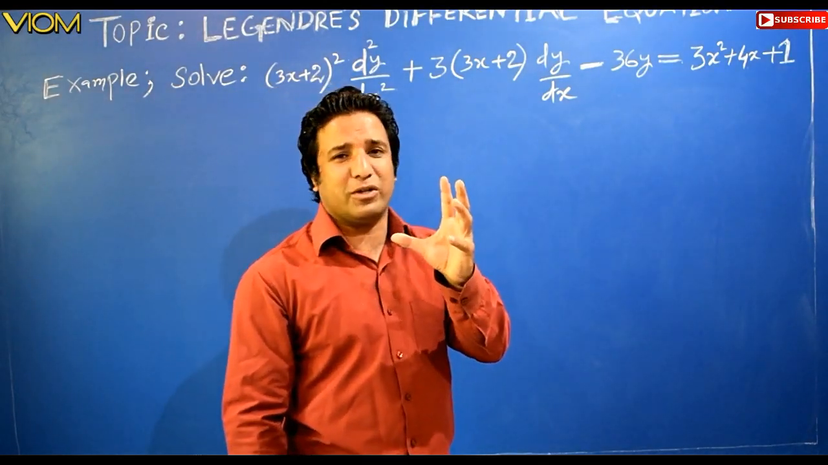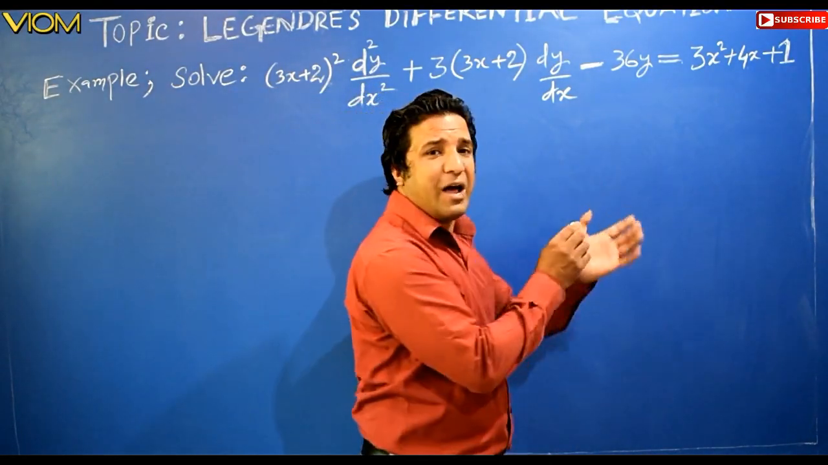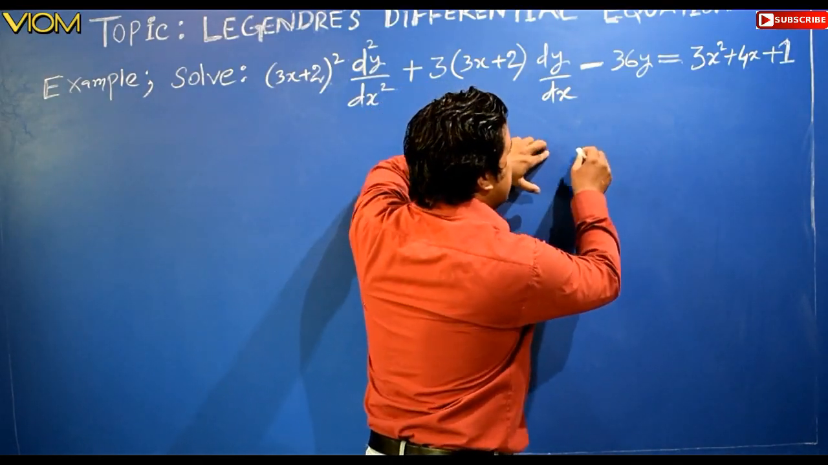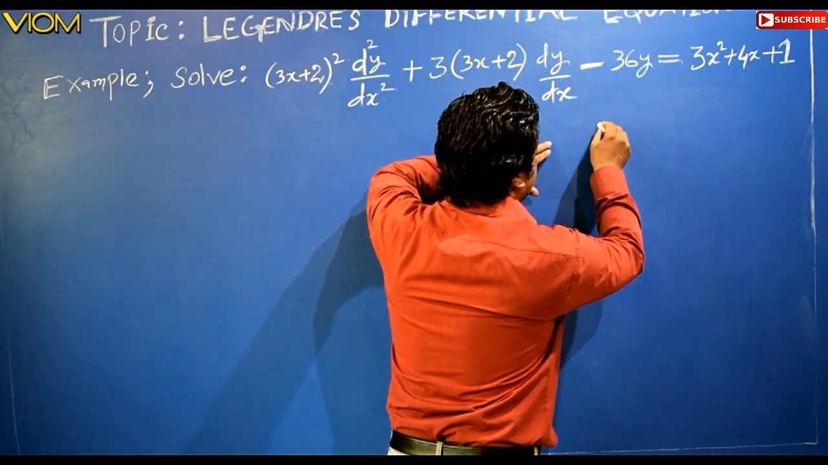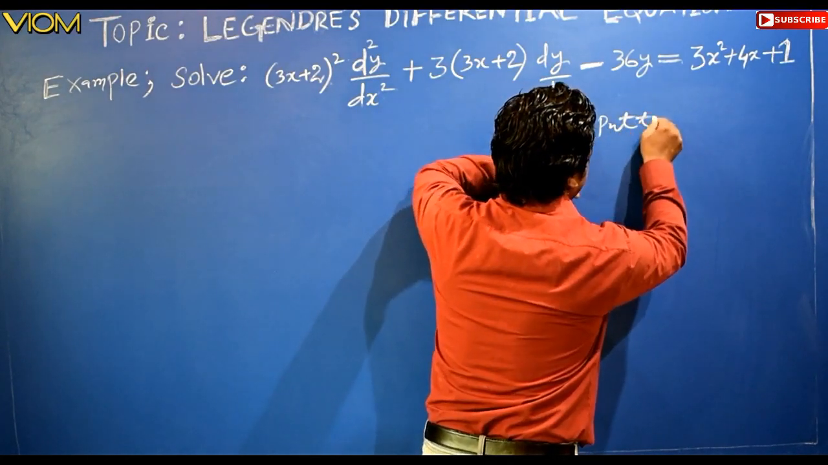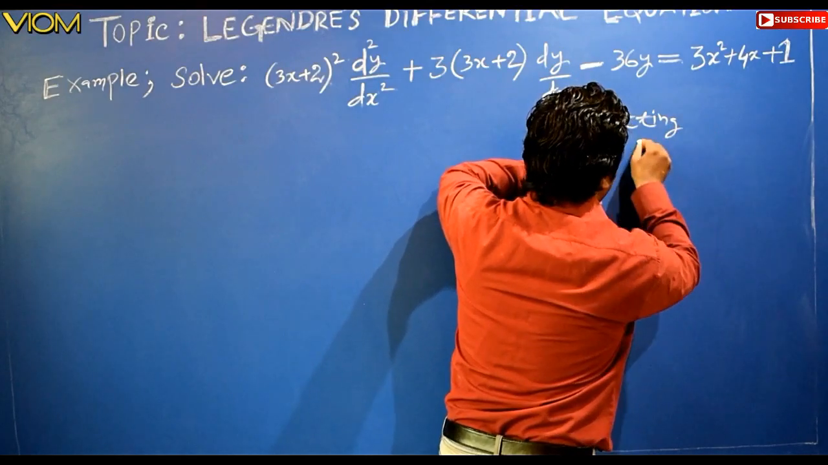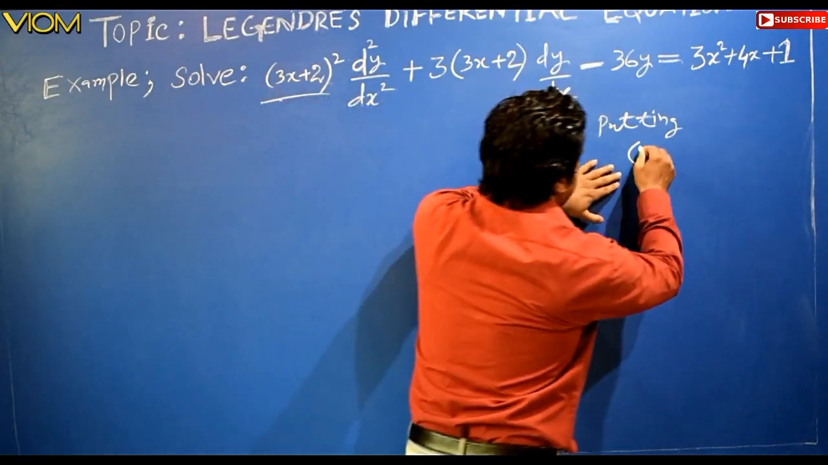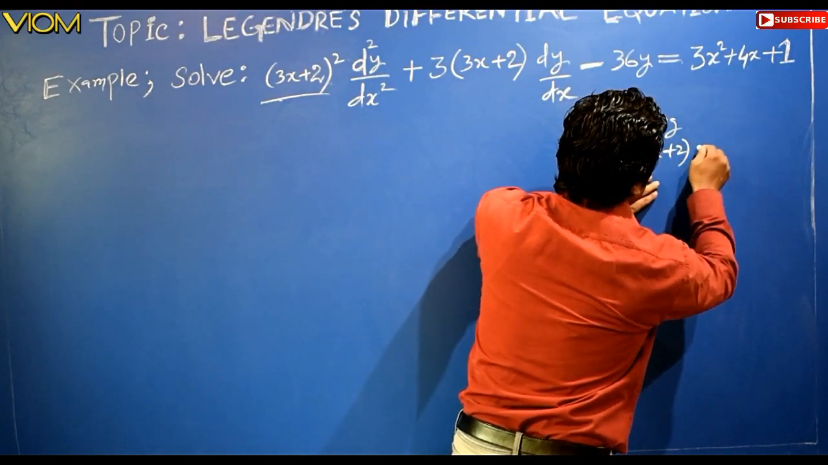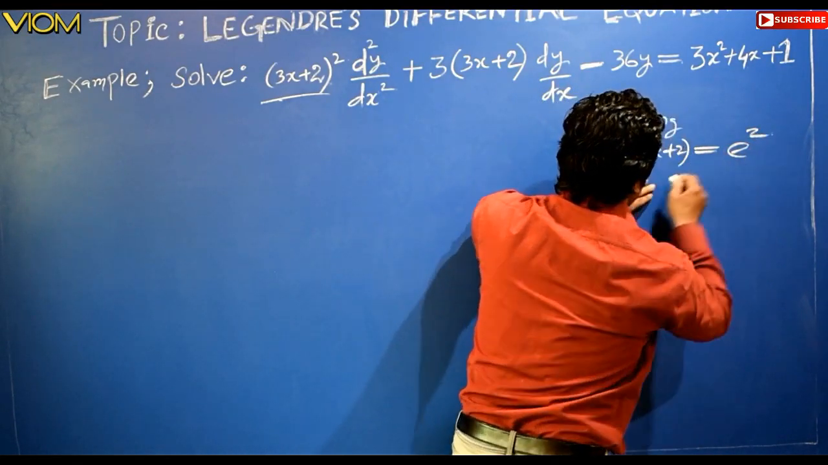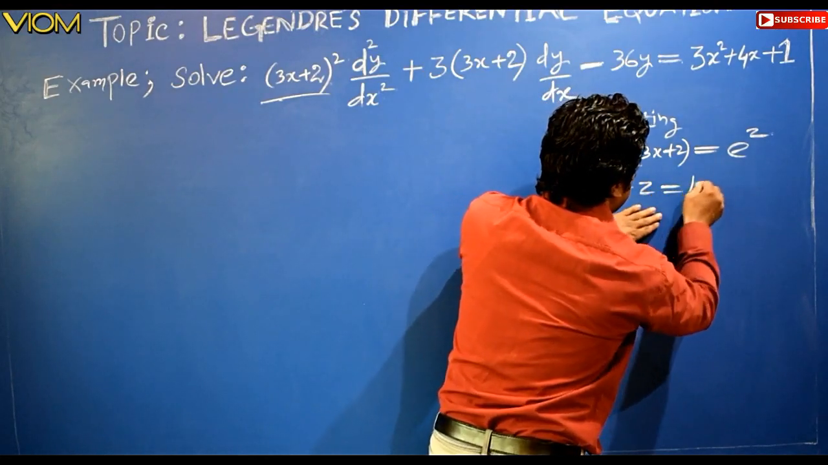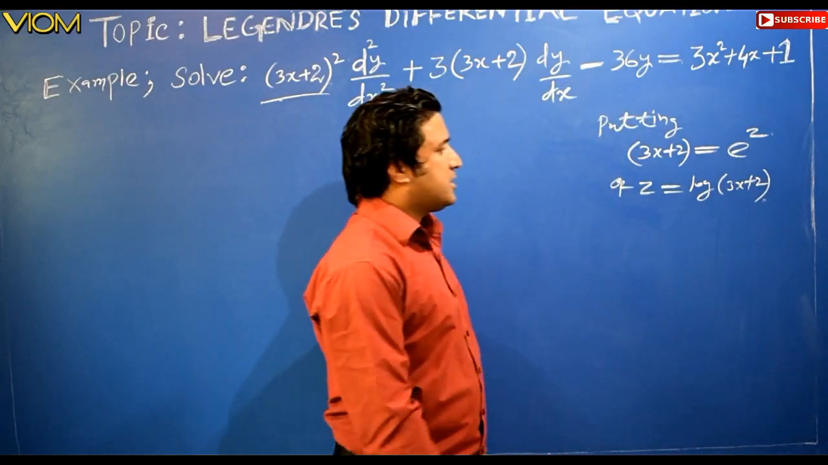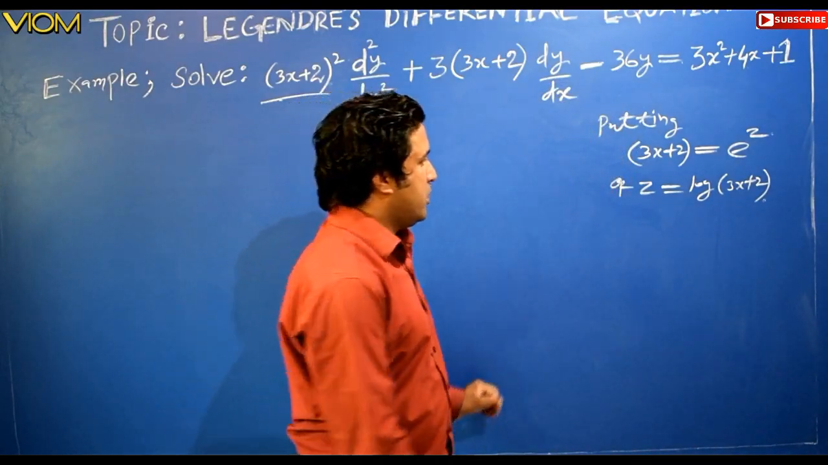Now I will use this simple concept. First of all, I will make use of the previous lecture. We will take elements. The first element is putting the value of this coefficient. What is the coefficient here? This is 3x plus 2. I will make this 3x plus 2 equal to e raised to the power z, or finding the value of z, this becomes z is equal to log of 3x plus 2.